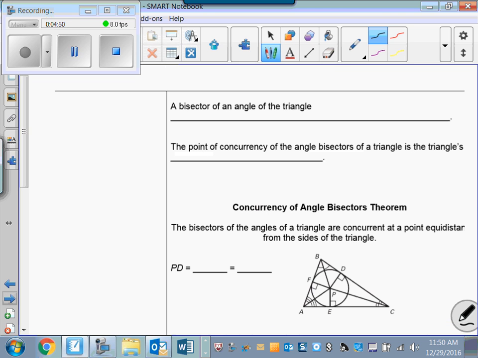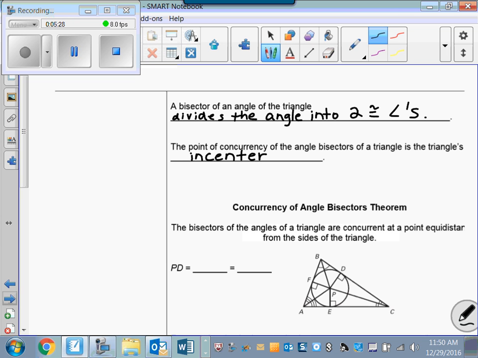All right, let's see what else we're going to learn today. A bisector of an angle of a triangle divides the angle into two congruent angles. We've known that for a long time. No harm in repeating it, writing it down one more time to refresh our memories. Okay, now, what about the point of concurrency of the angle bisectors of a triangle? That's called the triangle's incenter.